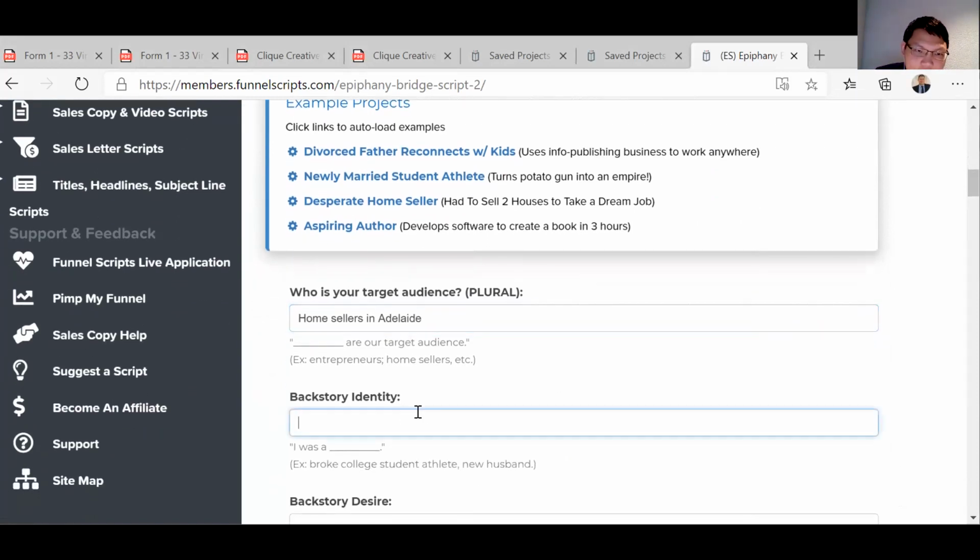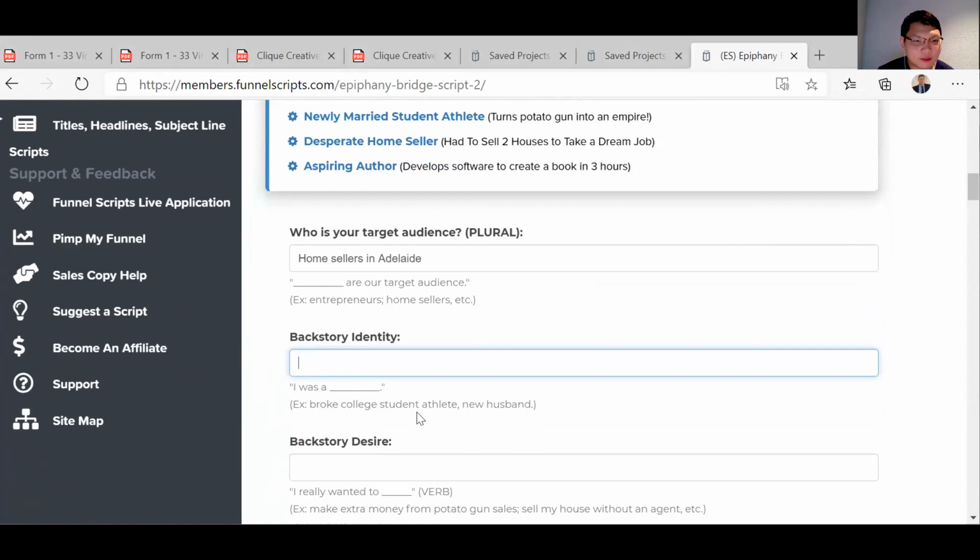And your backstory identity. Here I wanted to spend some time going through it with you. Backstory means you have to go through a story, like how did you come up with an offer? Before that, you tell me what the offer is going to be so far. What are the products and services you package in your offer? So this is building something for that home seller's webinar, is it?